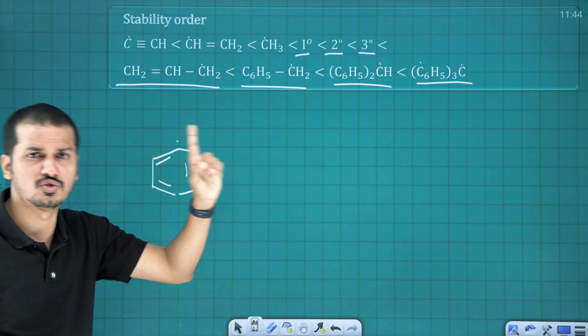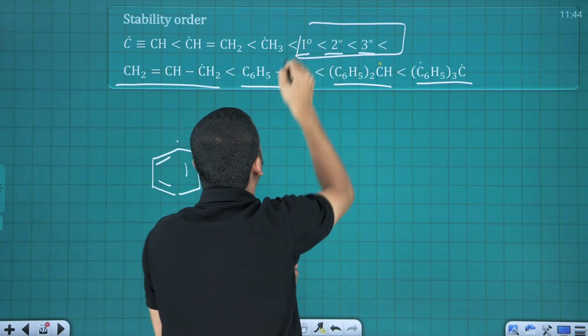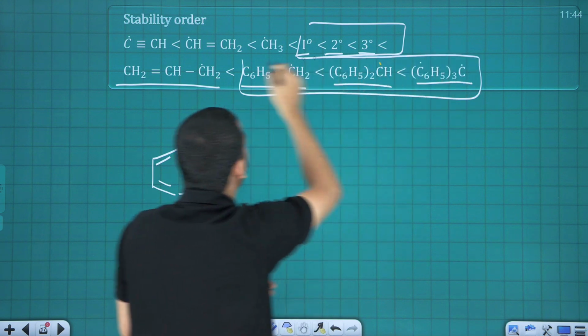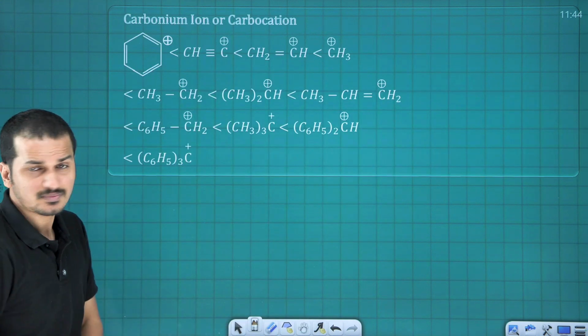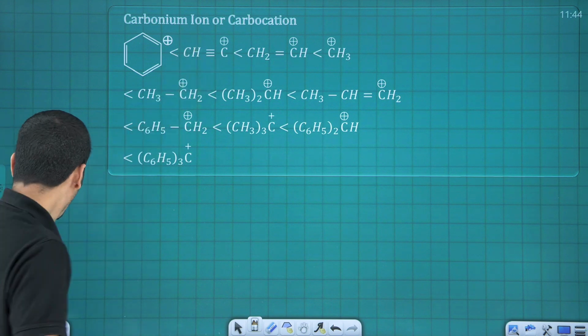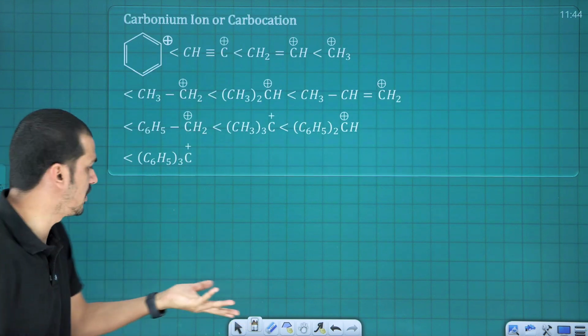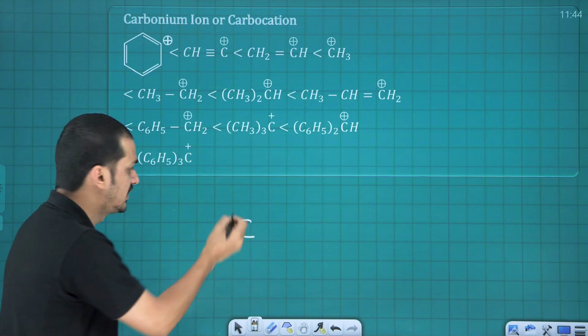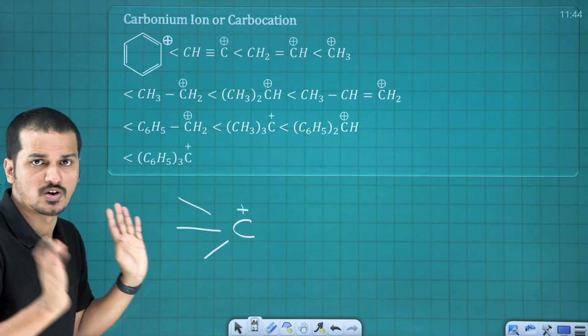That order you must remember. At least you have to remember this much, and from here also remember that benzylic free radicals are more stable. Next again, carbonium ion or carbocation. Carbocation means carbon with a positive charge. Around it, three bonds are there.